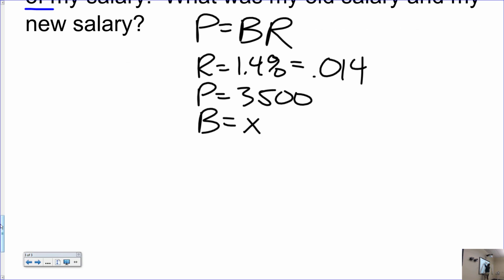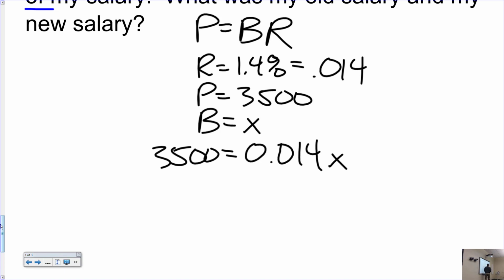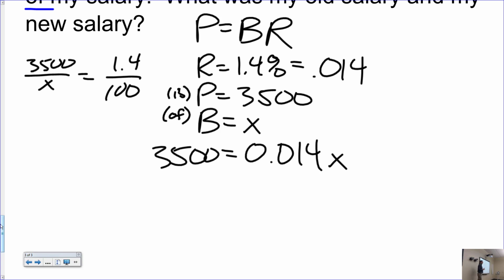So, going into PDR, 3,500 equals 0.014x. Or if you want, folks, you can do is over of. Remember that portion is always is, base is always of. If you went 3,500 over x equals 1.4 over 100, this is the exact same method for solving this, okay? So whenever you have portion equals base times rate, you can think of it as is over of, just make the portion is and the base of, okay?